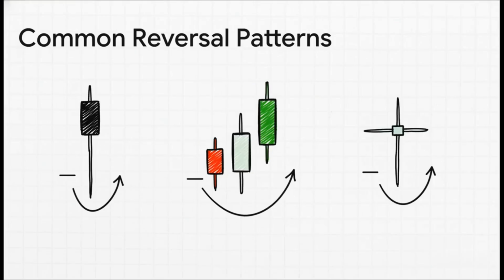Now, we're not just talking about some vague feeling here. You need to look for specific, concrete patterns. We're talking about a clear pin bar, a big engulfing candle, or a doji. And you need to see one of these form right at the end of that BC move. These are the classics for a reason. They are powerful reversal signals.